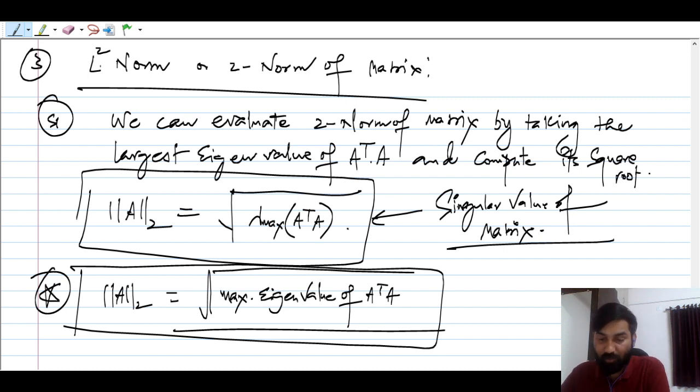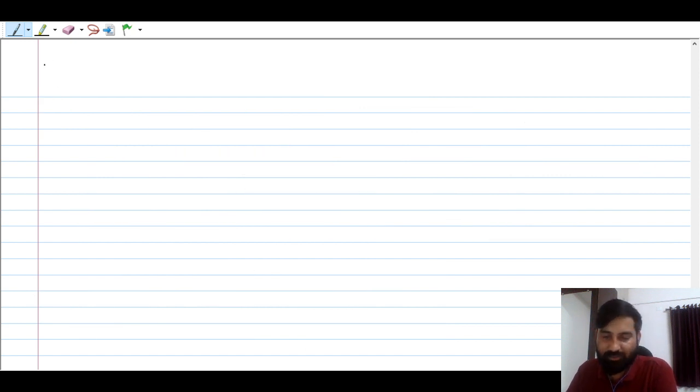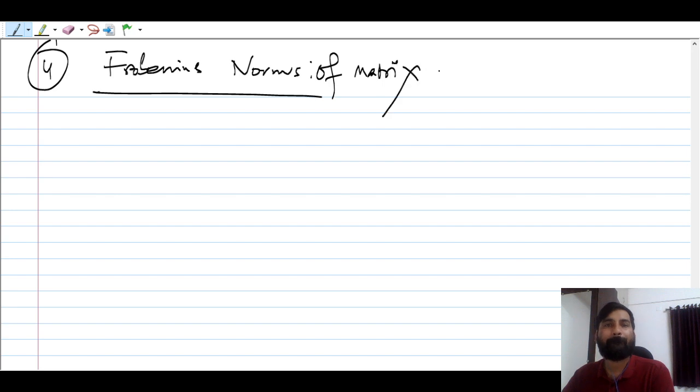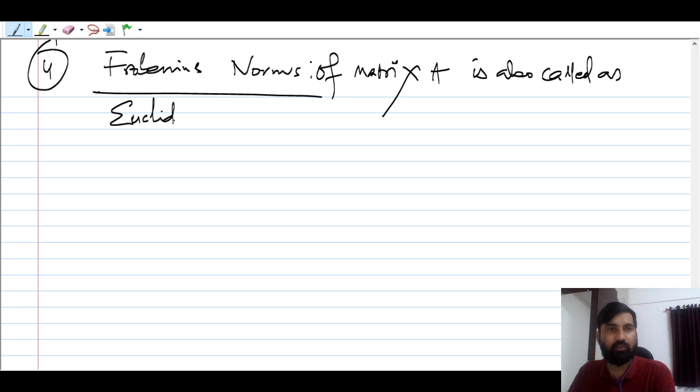Now next is Frobenius norm. In the case of a matrix, the Frobenius norm is what we call the Euclidean norm; remember, we do not call the L2 norm that here. So just remember this: Frobenius norm of a matrix A is also called the Euclidean norm, right?